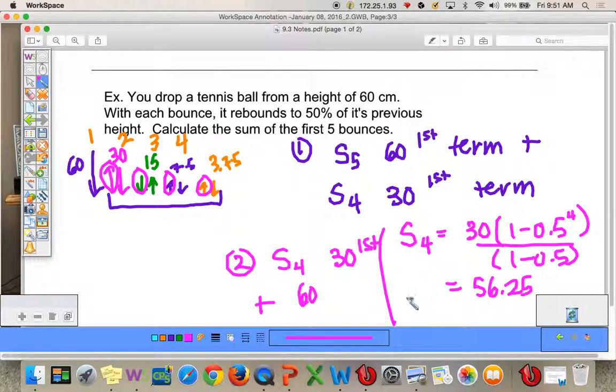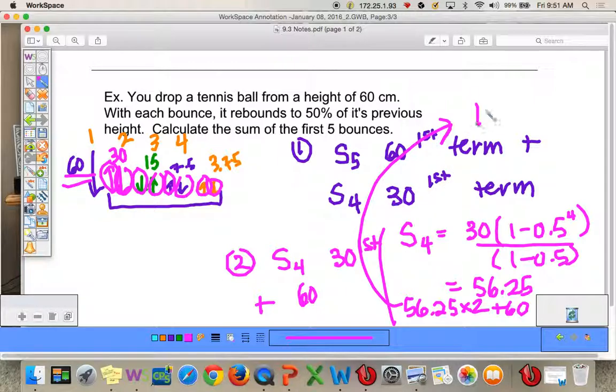So now I'm going to multiply that by 2, so 56.25. We're going to multiply that by 2 to get the other up and down. But then we have to add the 60, so plus 60. So in doing all that work, multiply that by 2, add 60, here's our answer. 172.5 will be all of this, the down and then all the up and downs left over.